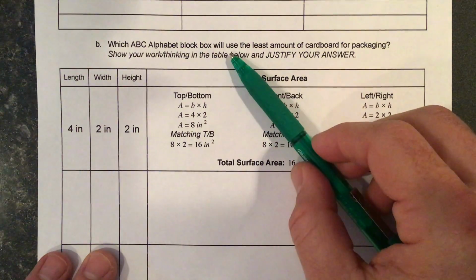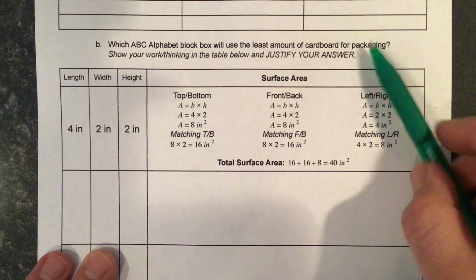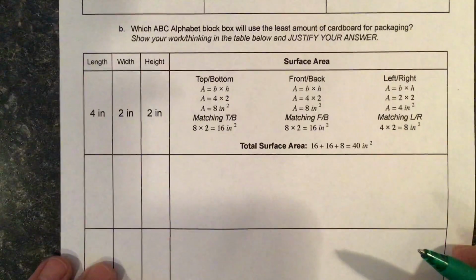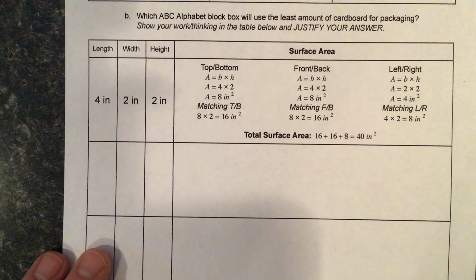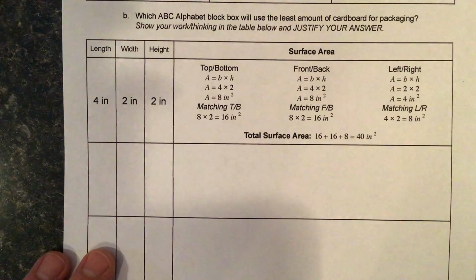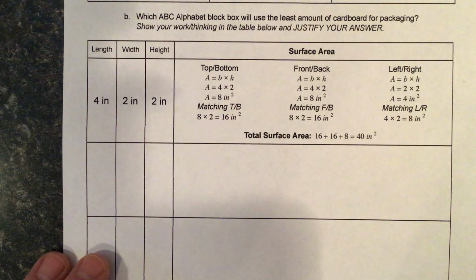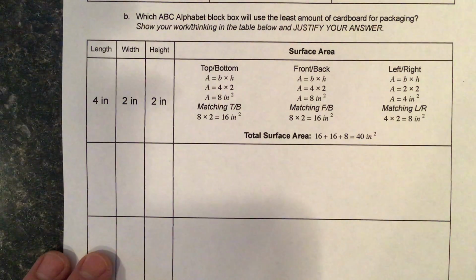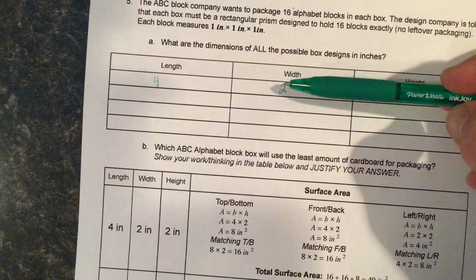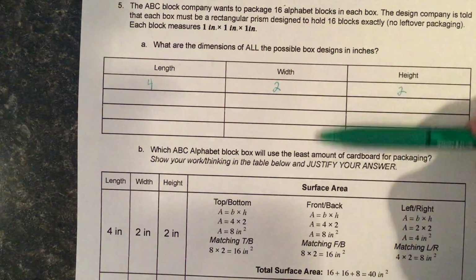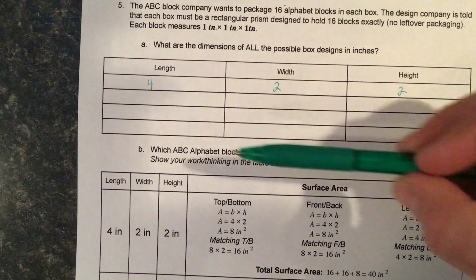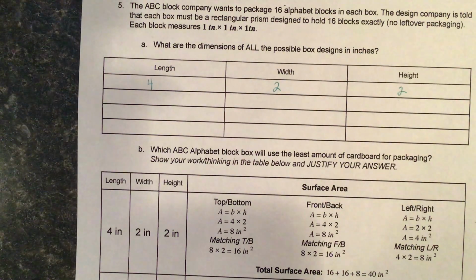But then for each box design, it says which box will use the least amount of cardboard for packaging. Show your work down here to justify your answer. So it's saying if we were going to wrap up those 16 blocks, which one of those different configurations for the box would be the best, which would use the least amount of cardboard if it was going to be a cardboard box, right? And so to do that, we would have to find the surface area of each of those different box options. Again, you're brainstorming the different shapes that the box could be. Well, they're all going to be rectangular prisms, but the different dimensions of all of those rectangular boxes.